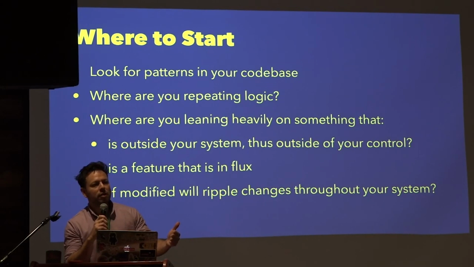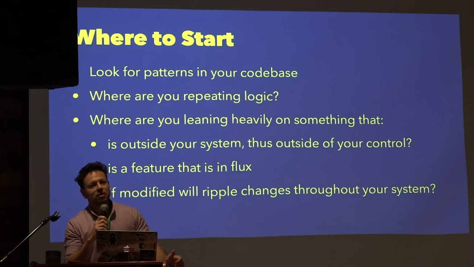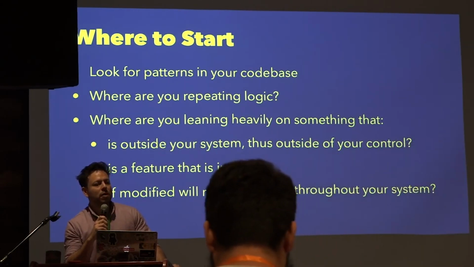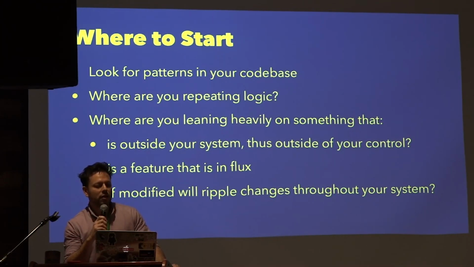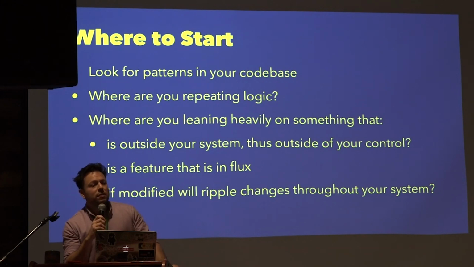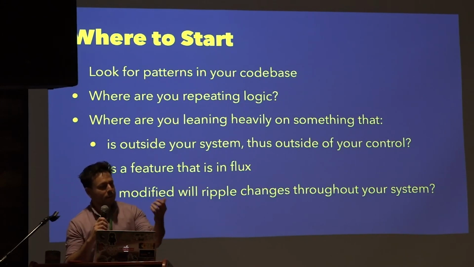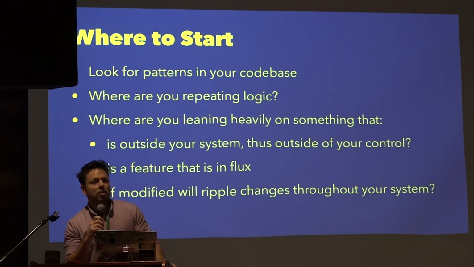What happens when third-party libraries update, and you've got to give it a new data structure? What happens when third-party libraries go away, and you've got to swap one thing for another? You've got a feature that's in flux. For example, at Aplos, we might be changing our payment processor.